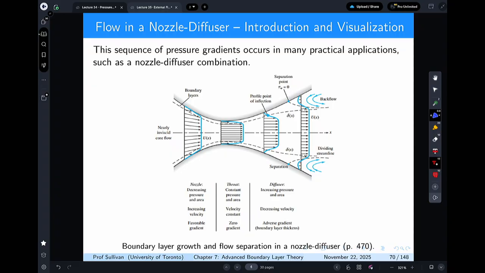And here is where you see this sort of separation. And we don't talk about dividing streamlines or anything like that in the course. I think I've done a couple cases where I've talked about them, but basically they just describe divisions in the flow.